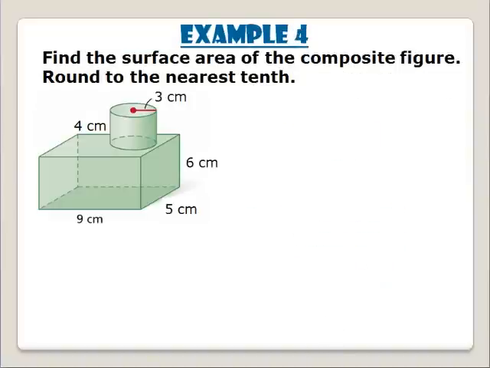Okay, example 4, find the surface area of the composite figure, round to the nearest tenth. Okay, so this is asking for a total of both of these surface areas put together. So first off, let's take care of the cylinder. Now, if you look at your cylinder, not everything is included. This bottom portion of the cylinder is not included in the surface area. So you've got to be careful and not just use the surface area equation. Okay, you've got to notice that you have one base that is missing.